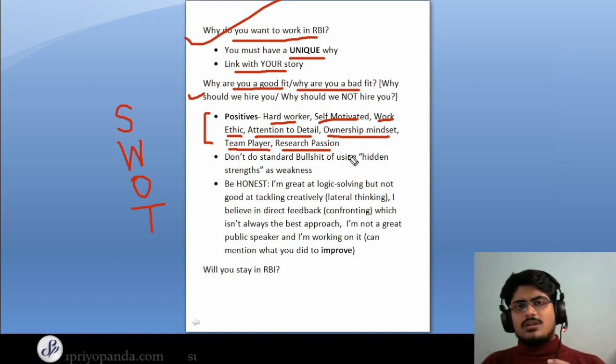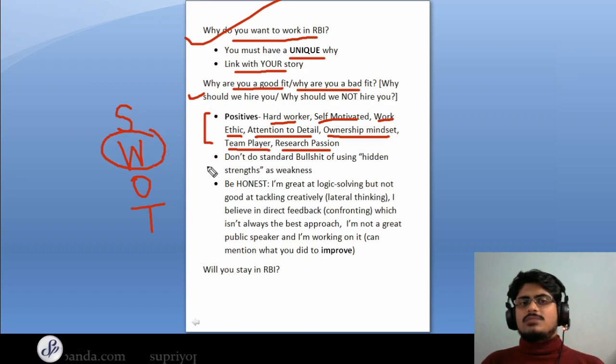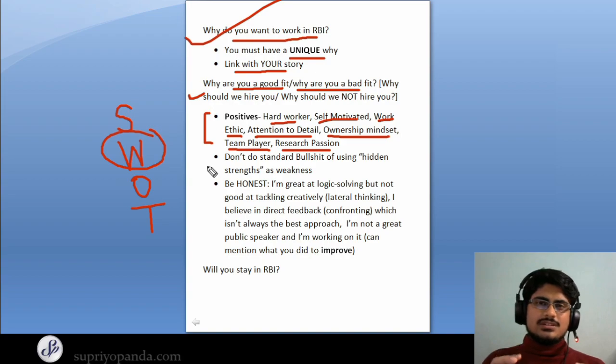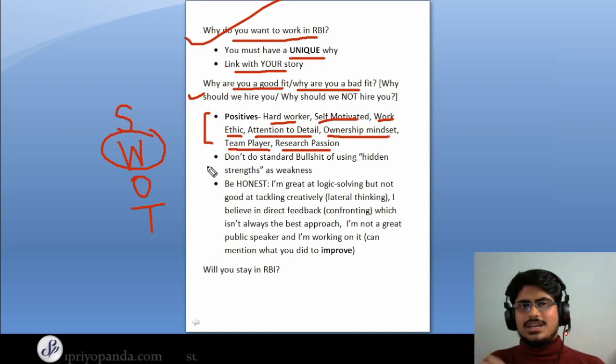So now we come to the weaknesses. This weakness part is the most important thing, and many people I have seen, they stumble when they are asked about their weaknesses. And we have this HR nonsense that says that you have to use hidden strengths as your weakness.